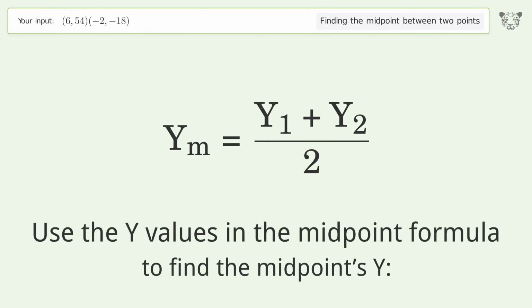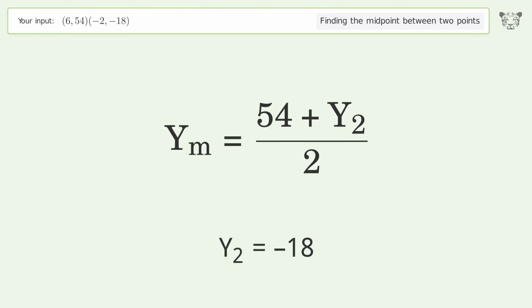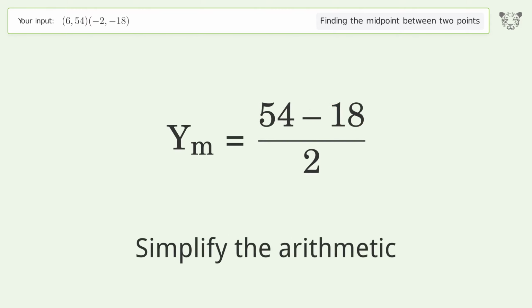Use the y values in the midpoint formula to find the midpoints y. y1 equals 54. y2 equals -18. Simplify the arithmetic.